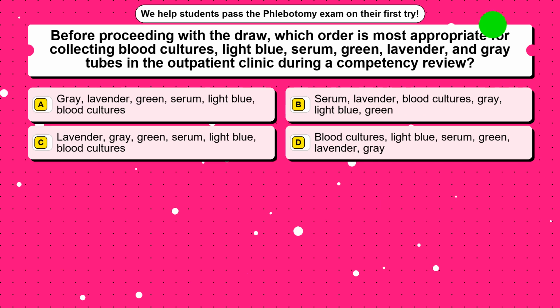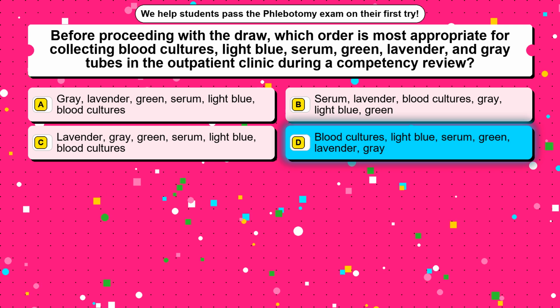Question 16. Before proceeding with the draw, which order is most appropriate for collecting blood cultures, light blue, serum, green, lavender, and gray tubes in the outpatient clinic during a competency review? Option A. Gray, lavender, green, serum, light blue, blood cultures. Option B. Serum, lavender, blood cultures, gray, light blue, green. Option C. Lavender, gray, green, serum, light blue, blood cultures. Option D. Blood cultures, light blue, serum, green, lavender, gray.